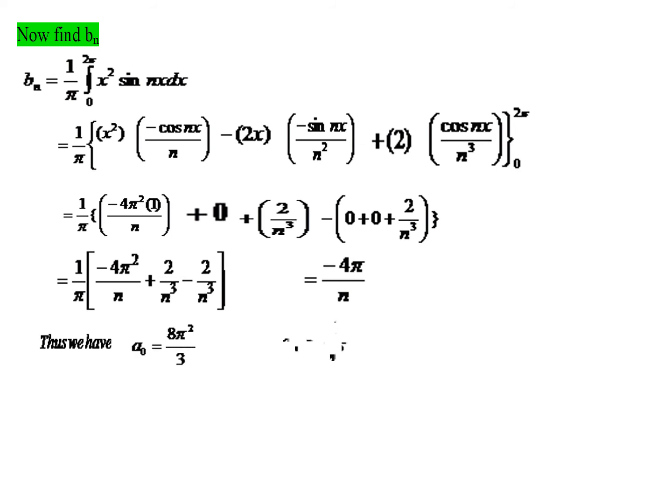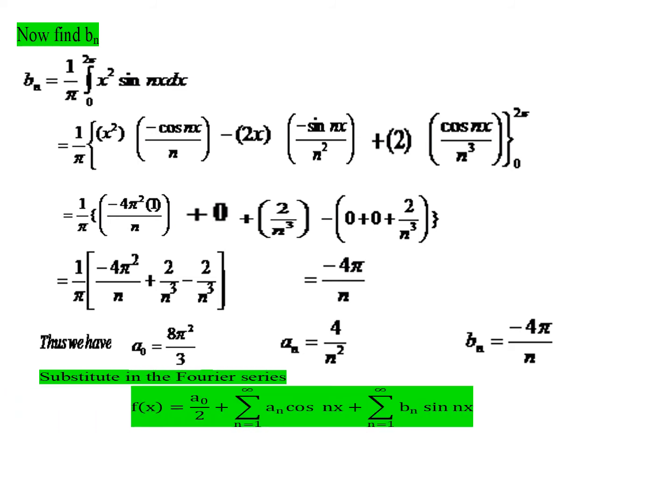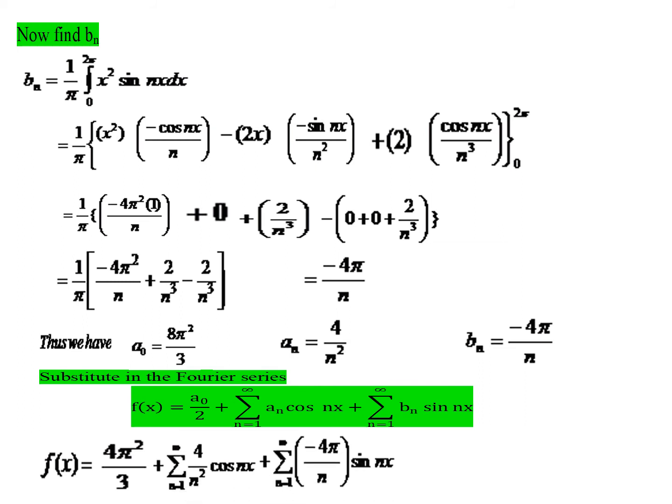Now let us write all the values, the Fourier constants we got: a0, an and bn values. Let us go to the Fourier series. This is the Fourier series. So let us substitute the values of the Fourier constants a0, an and bn. When you observe, in the place of a0 we have substituted 8 pi squared by 3. Since by 2 is there, we get 4 pi squared by 3. And in the place of an, 4 by n squared. In the place of bn, we have minus 4 pi by n into sin nx. So this is the required Fourier series.